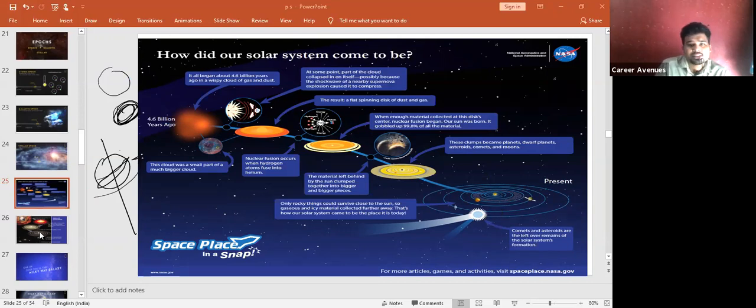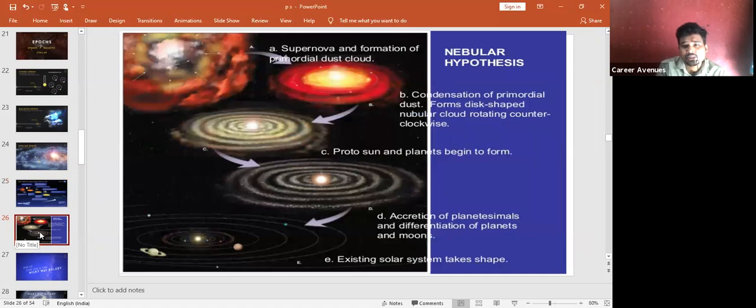We have a different figure also. So initially we have a supernova explosion in the star. That supernova forms primordial dust. This primordial dust condenses to form a disk shape, and in the center we have the protosun. That protosun converted into the present sun, and on the outer limits this disk gets converted into different rings.